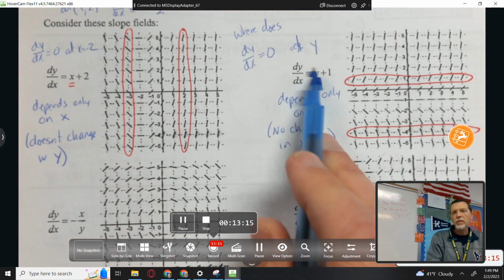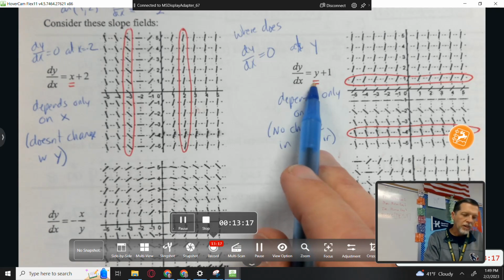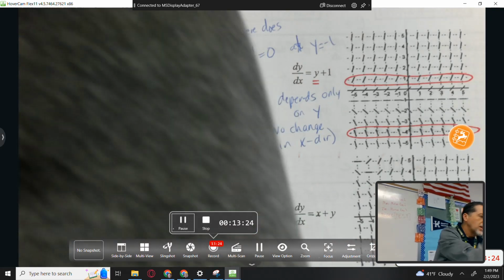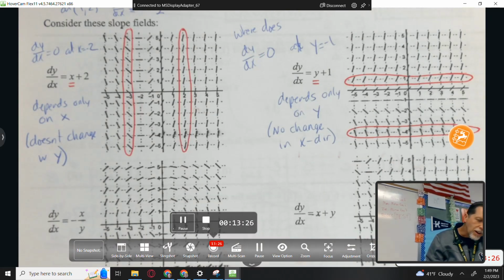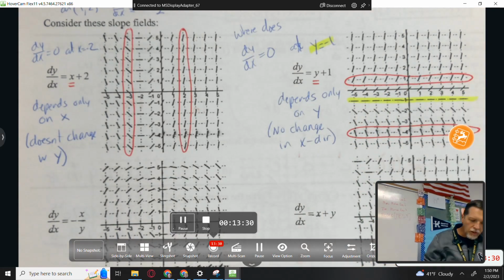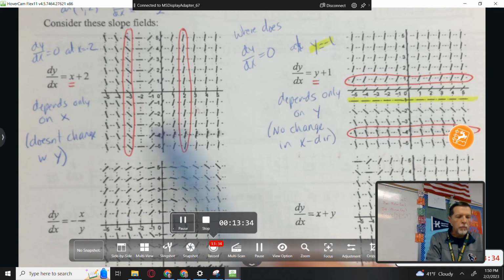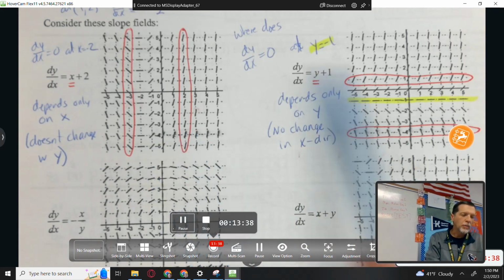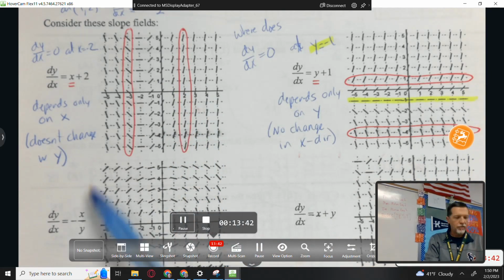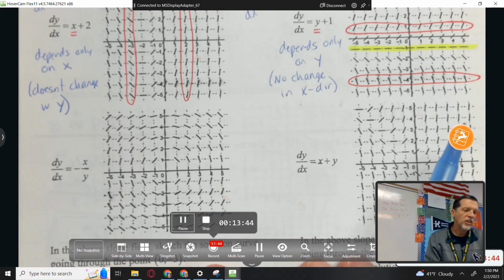What about this one? Where does the slope equal 0? Y equals negative 1. So if you look at y equals negative 1, all those slopes are 0. So we're building up to matching, because it'd be kind of a pain to build a slope field with, what's that, 100 little slope pieces 4 times. So instead we do a lot of matching.